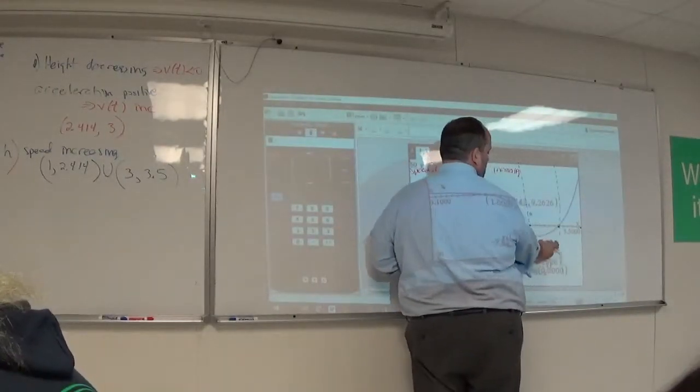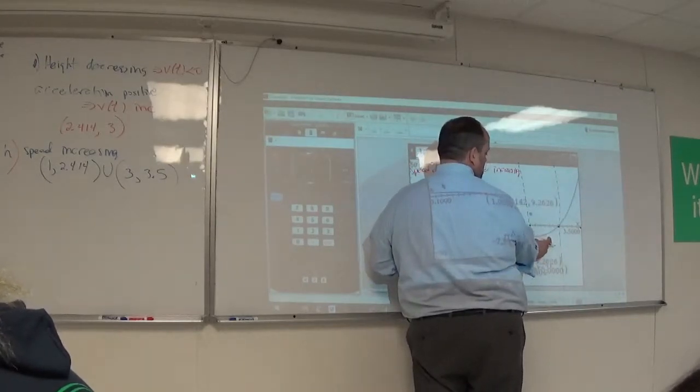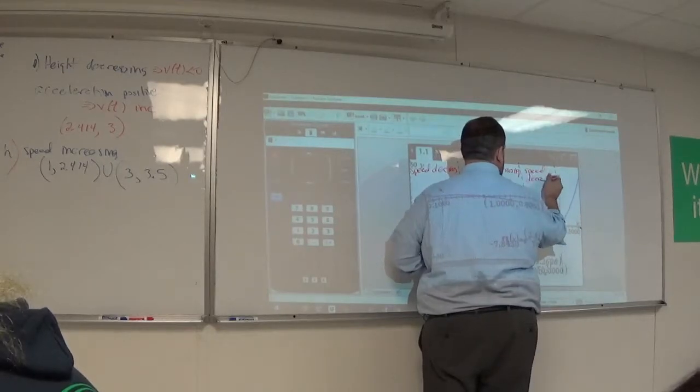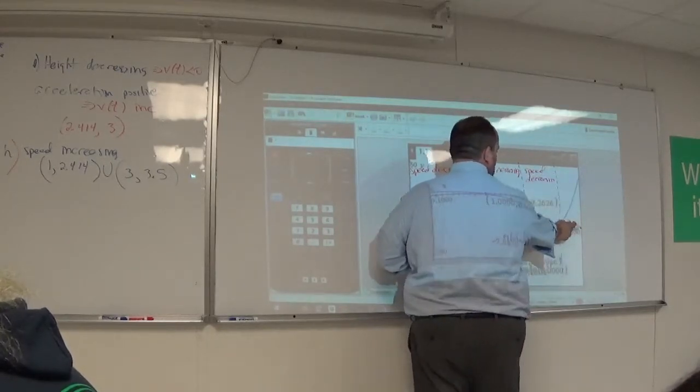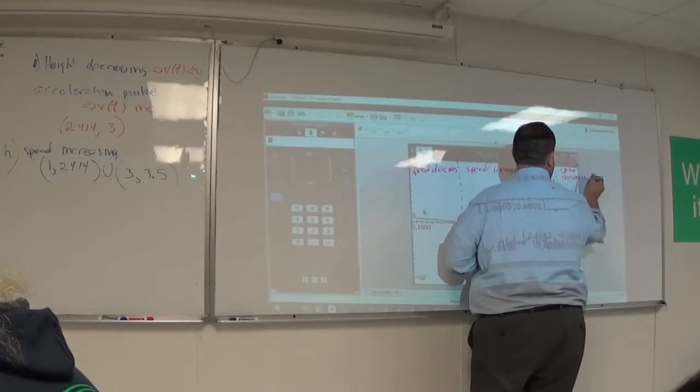Okay, speed is decreasing here, speed is increasing here. This next interval, what's the speed doing? Decreasing. Speed is, wait, increasing or decreasing? Decreasing. Speed decreasing. This last interval? Increasing. Speed increasing.